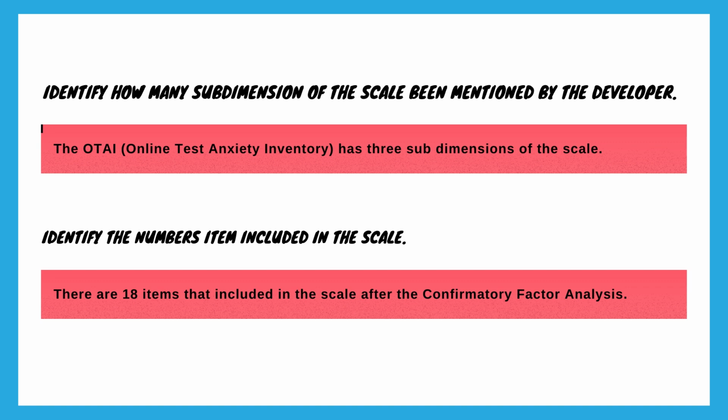And the next question is to identify the number of items in the scale. There are 18 items included in the scale after the confirmatory factor analysis was employed to obtain the goodness of fit index of the model to the data.